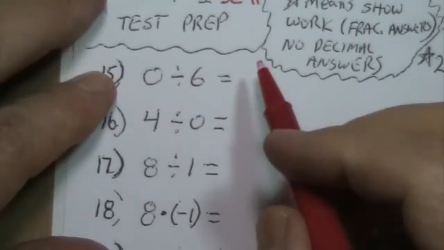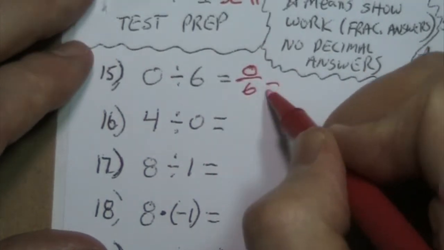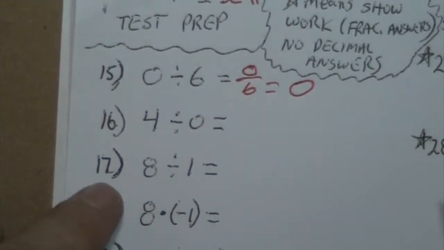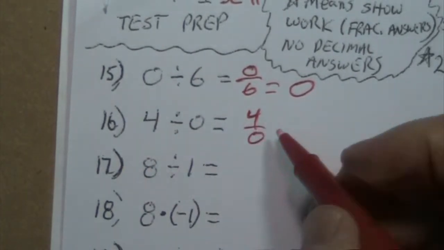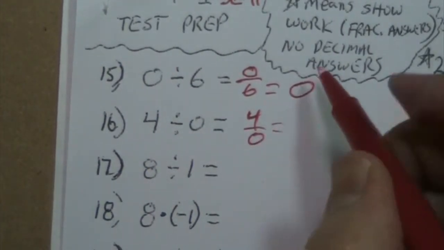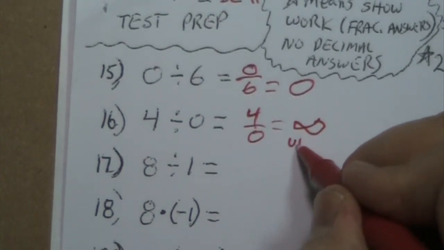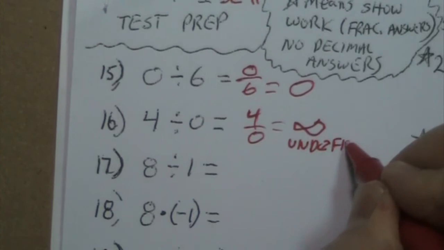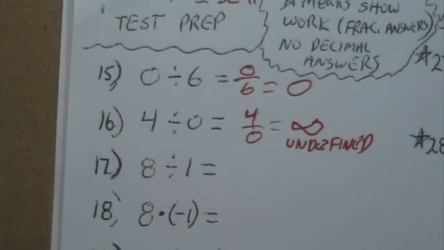Alright, so we have 0 divided by 6. Hey, that's just 0. And we have 4 divided by 0. You can never have that. That's a no-no. That's infinity, or what they call undefined. Normally we just say undefined.